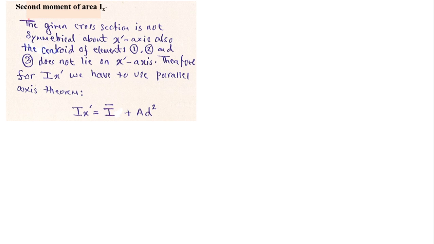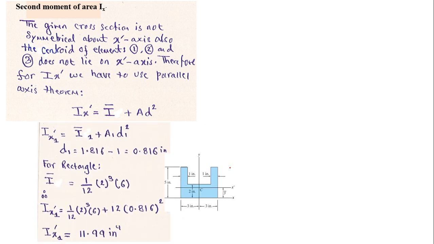So let's proceed on. Now we are going to calculate the second moment of area I x dash. The given cross section is not symmetric about the x dash axis. Also, the centroid of elements 1, 2, and 3 does not lie on the x dash axis. Therefore, for I x dash, we have to use the parallel axis theorem.